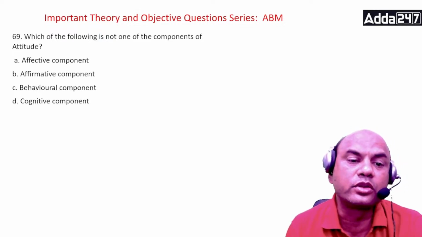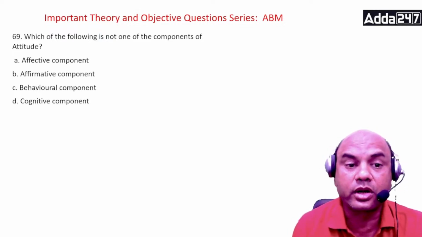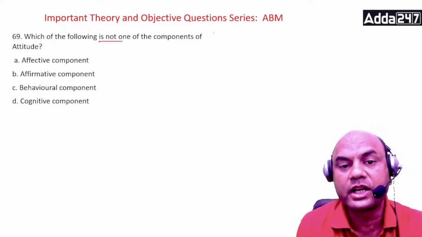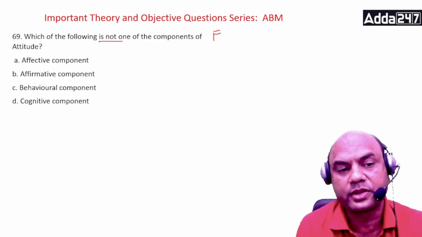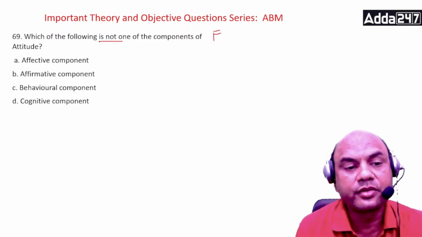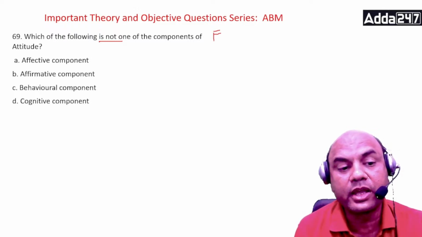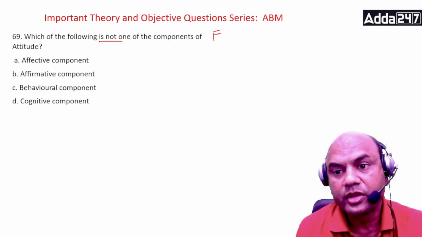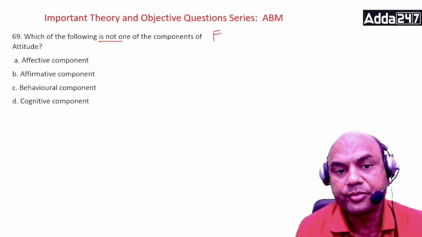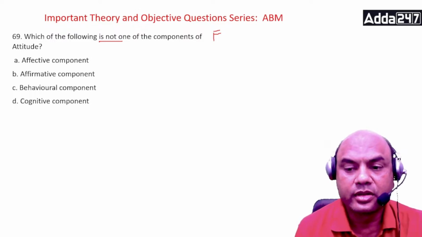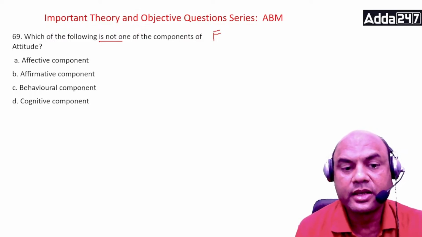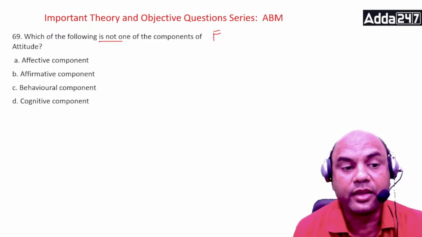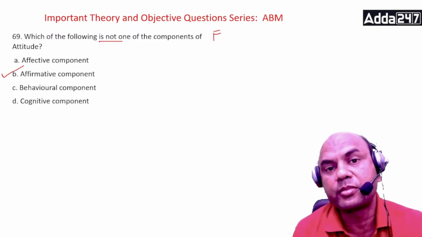Which of the following is not one of the components of attitude? Not. Now look at this. Always focus on positive or negative question. So this is a negative question. You want not. So you want the false one. Affective component, affirmative component, behavioral component and cognitive component. Which of them is not the part? The answer is B. Okay, affirmative.